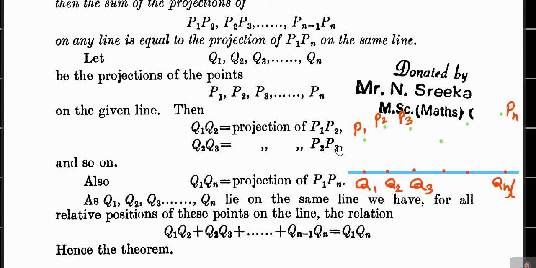Then the sum of all these projections is equal to the projection of P1 to Pn. And the projection of P1 to Pn is the line segment Q1 to Qn. So like such we have this result.